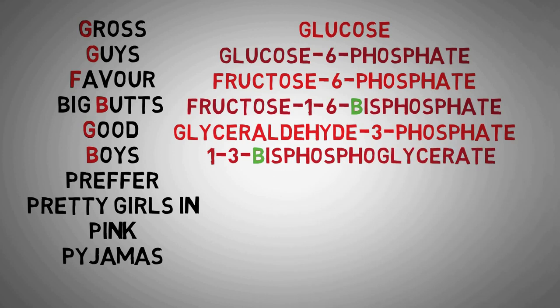So the last line in the mnemonic was good boys prefer pretty girls in pink pajamas. And here you can see the next few molecules that come in the pathway of glycolysis.